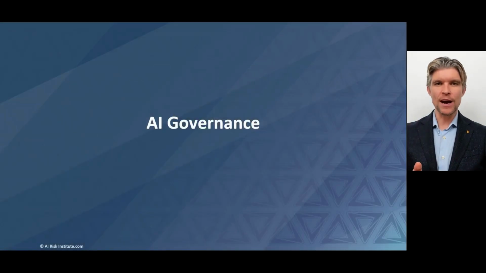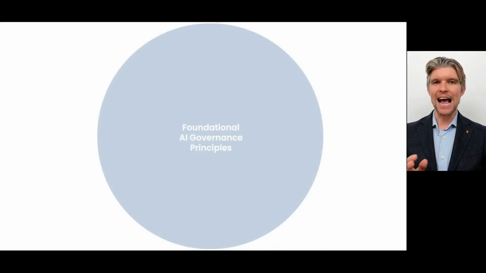Now is where we're going to look directly at AI governance and dive into the topic. Artificial intelligence governance is the different structures and controls we are going to put in place in our organization to make sure that these risks from AI are properly managed.